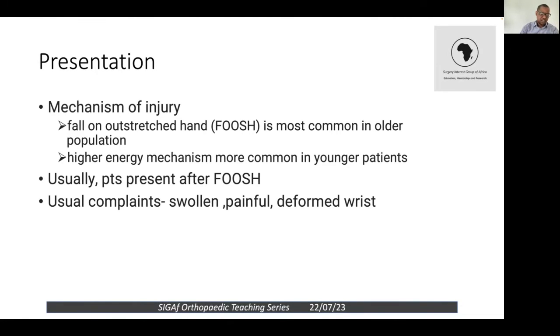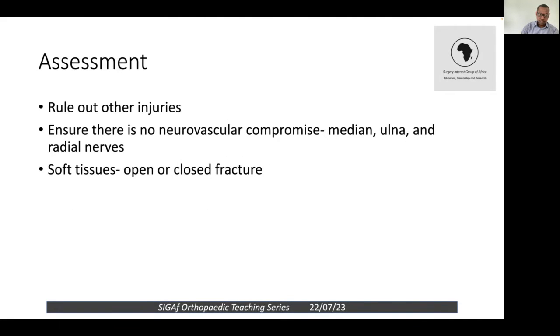For those who have just come in with an isolated fracture, they usually complain of a swollen, painful, and often deformed wrist that you can see clinically. Like I said, you have to rule out any other injuries. Another important aspect is to rule out any associated neurovascular compromise, particularly the median, the ulnar, and the radial nerves. You can do this quite simply by checking for sensation and movement.